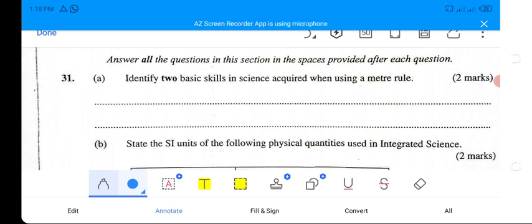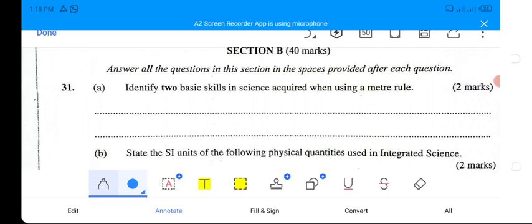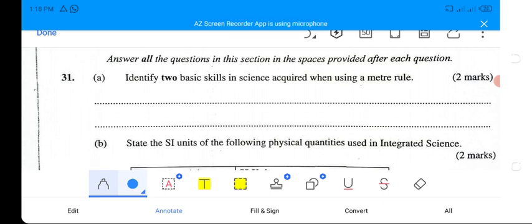Identify two science skills required when using a meter rule. So when using a meter rule, you are measuring something. So the first scientific skill required is measurement skills.